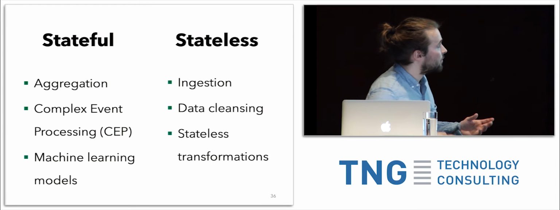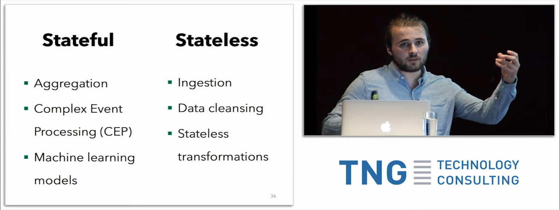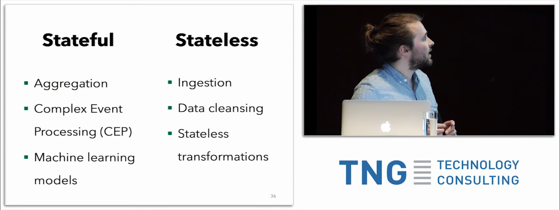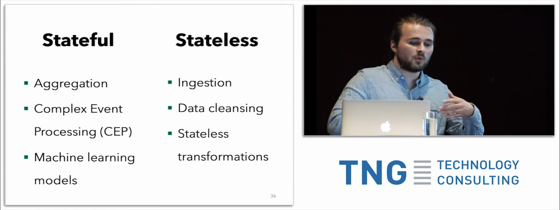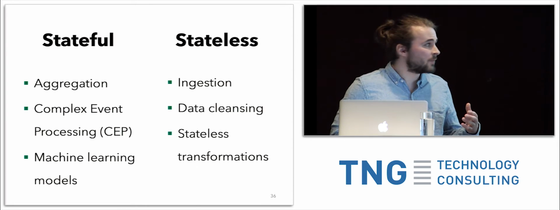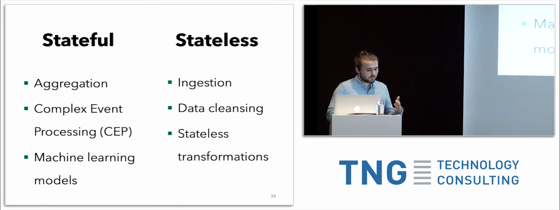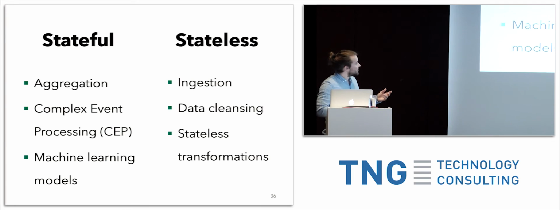And there are use cases for both. Stateless streaming operators are mostly used for data ingestion, where you have, for example, data coming from different sources, and you want to put them into a common format, for example, normalize timestamps. Also data cleansing, where you have to bring it into a common format. And stateful operations are these aggregations, basically counting things.